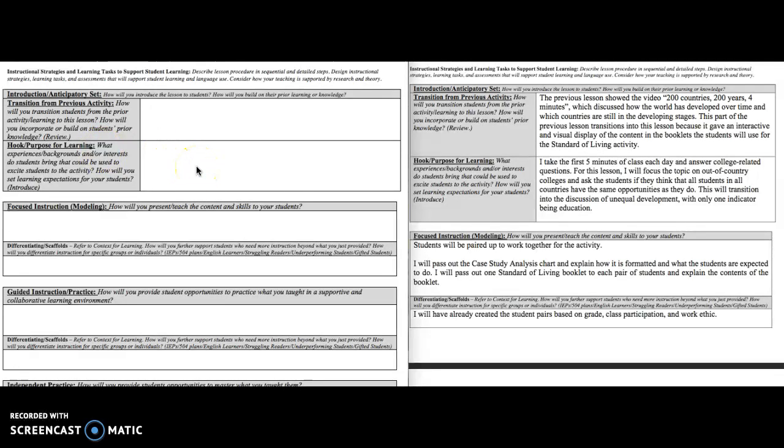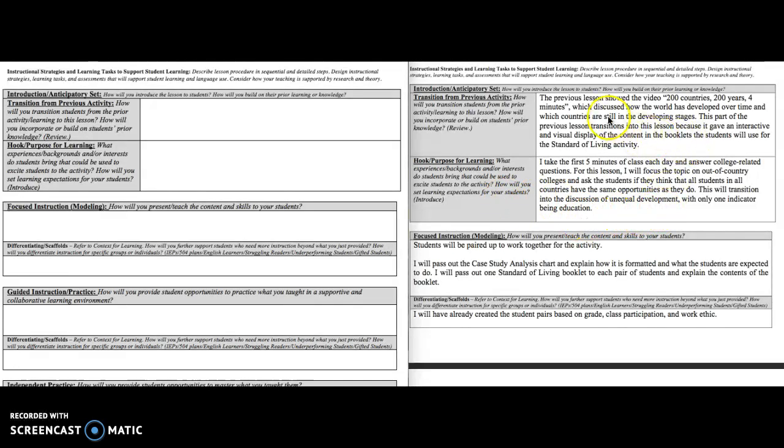So you're basically asking, what are you going to do to engage students at the beginning of the lesson so that you can ensure that they're going to be paying attention, they're going to be excited about learning, and they're going to actually care about what they're learning. So this is very important as well.